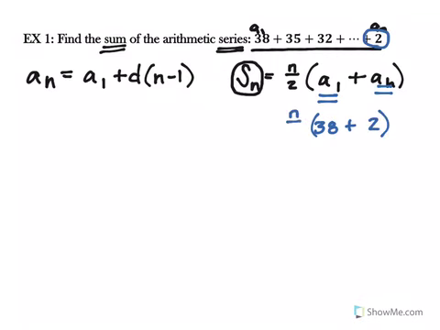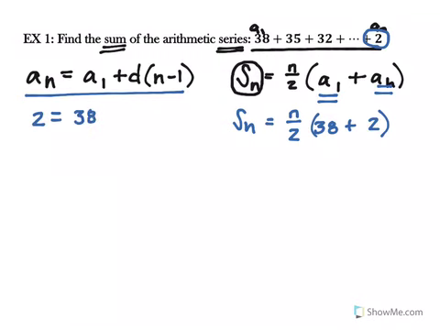But then we need to multiply that by n divided by 2. The only problem here in solving for the sum is that we don't know how many terms are in this sequence. So in order to find that, we're going to use our explicit formula for arithmetic sequences, where we have a sub n, which we know is 2, so we'll fill that in, and a sub 1, which is 38, our first term.